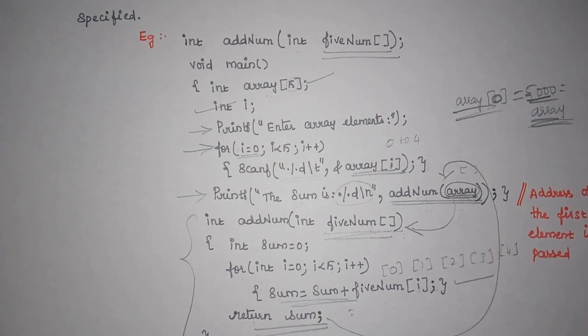So this is how we can pass arrays to a function. When you are passing arrays to a function, it means that you are passing a reference to the function. It is a pass by reference method.